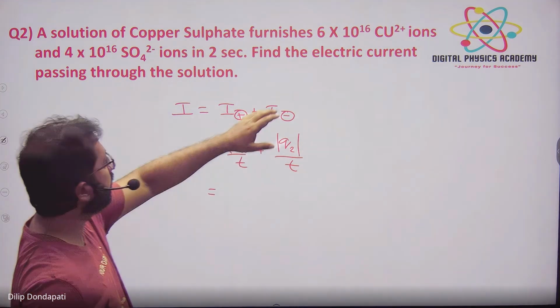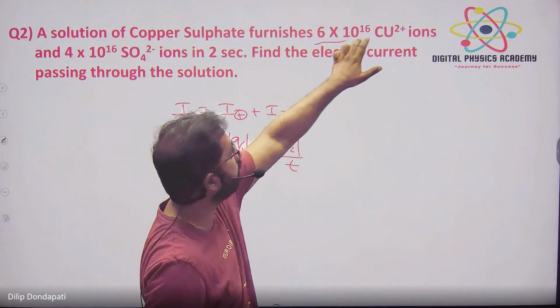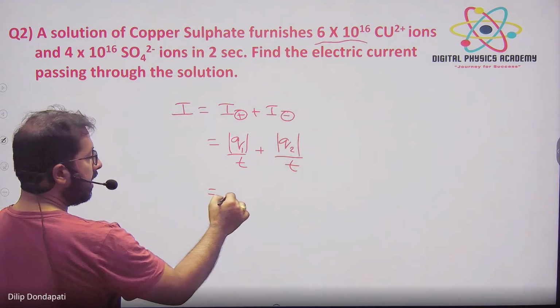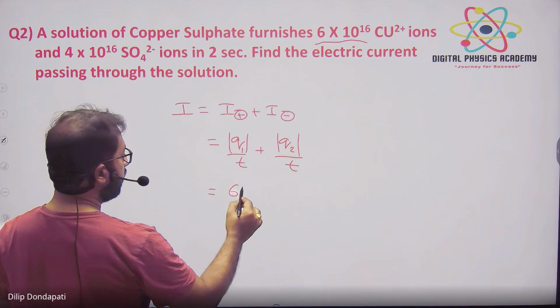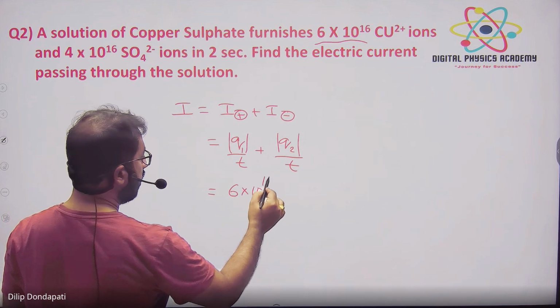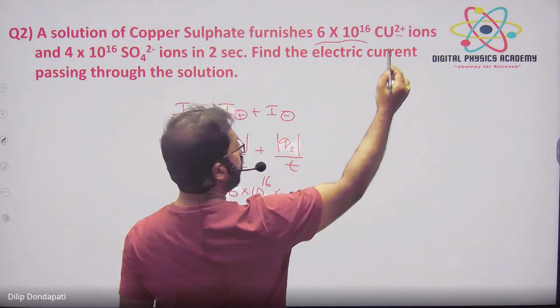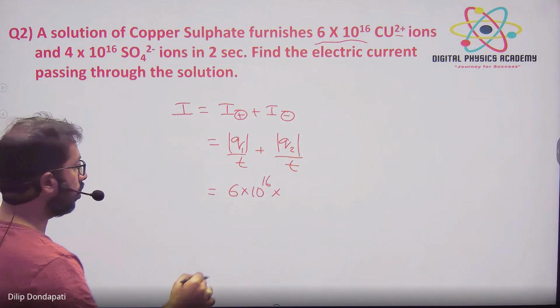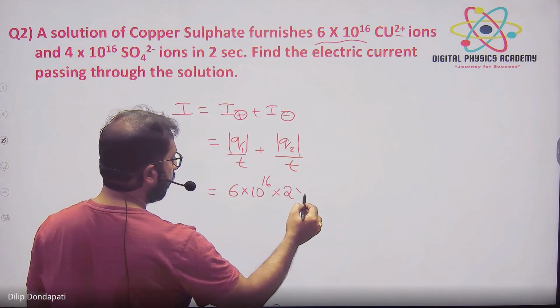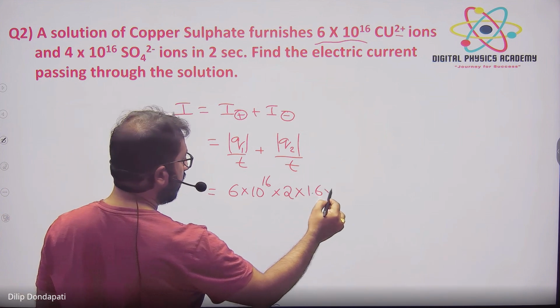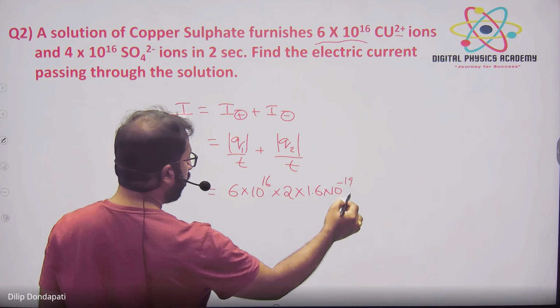Q1, charge. Look, how many ions are there? This many ions, right? So first number, n. Normally n is how much? 10 power of 16, and how many electrons are there? 2 plus ions, right? So 2 into the charge of an electron, 1.6 into 10 power of minus 19, by t.